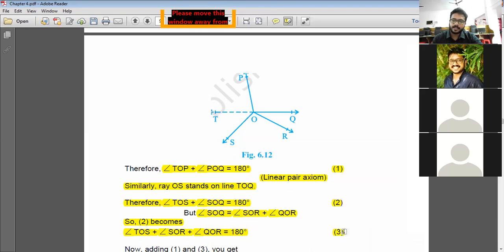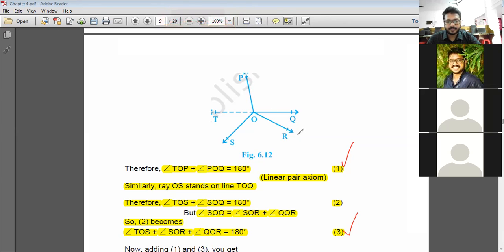Now actually the problem is solved. Just add equation 1 and equation 3. What will you get? Angle TOP plus angle POQ plus angle TOS plus angle SOR plus angle QOR is equal to 360 degrees. This is actually what we want to prove.